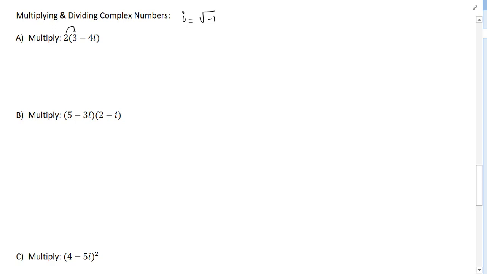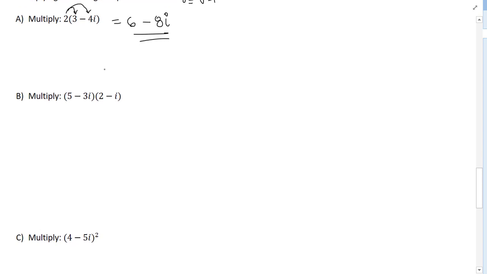So we're going to use the distributive property and distribute the 2 in. So this is going to become 2 times 3, which is 6, minus 2 times 4, which is 8i. And that will be it. We have a complex number here.